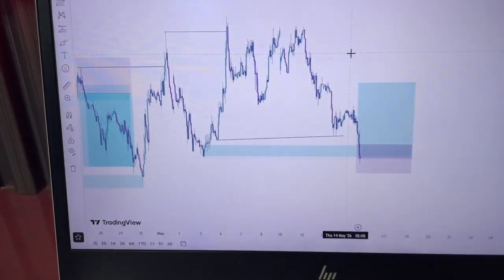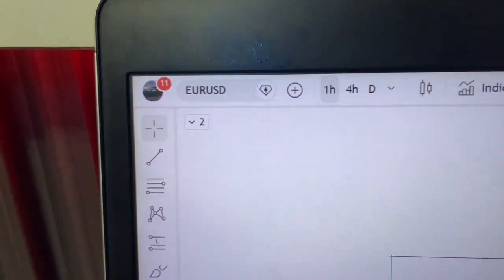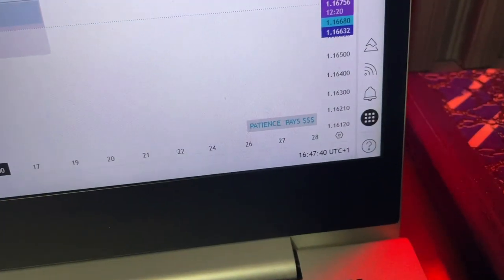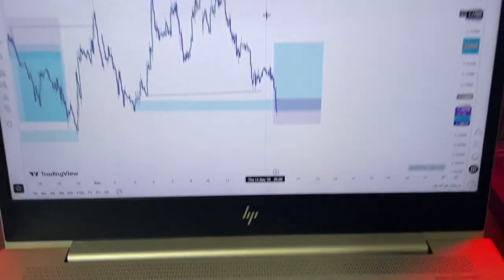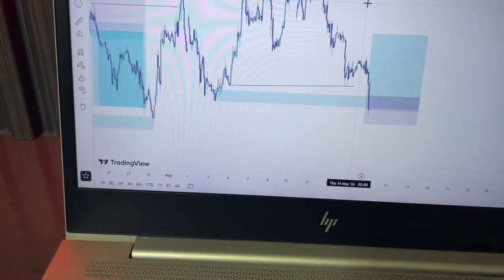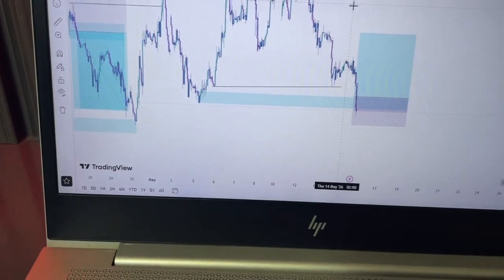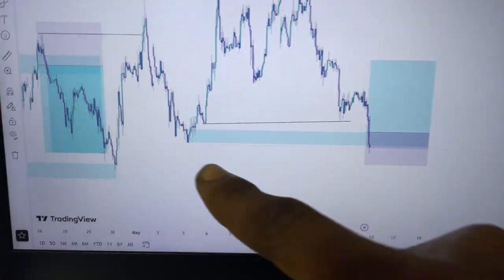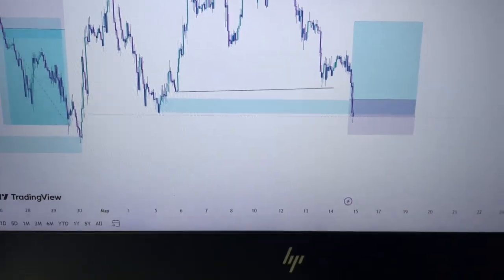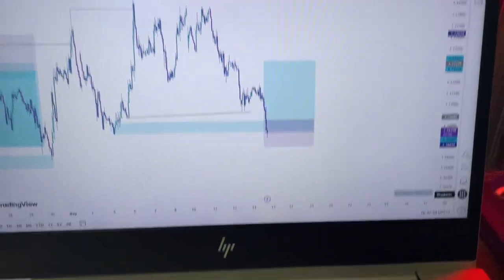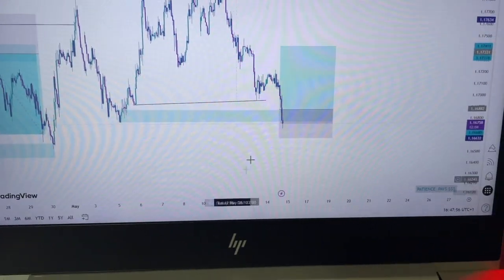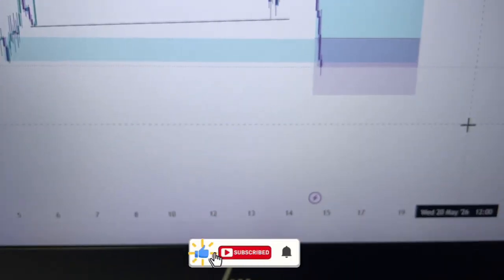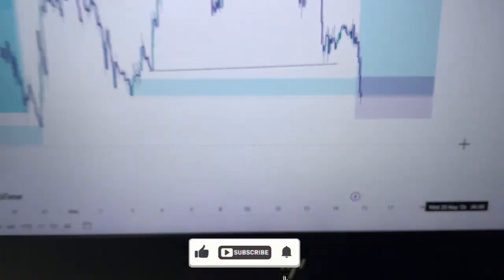All right, so quick update on this particular pair, Euro USD, and the time is currently 4:47 p.m. on Thursday. I did this analysis since Monday, and as you can see, the price came to the demand zone I want to buy from on Thursday. So it took over 3 days to get to this zone. We are currently active in this trade, and the trade is currently in drawdown.